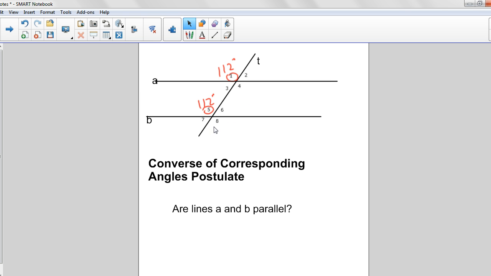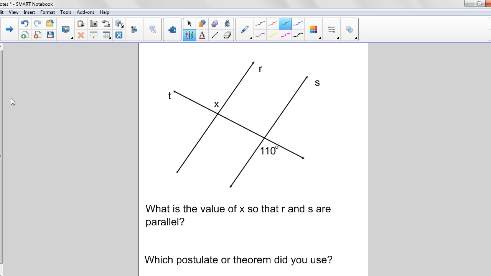In this picture, this is 112 degrees and this is 112 degrees. We're talking about the converse of corresponding angle postulate. So do you think that lines A and B are parallel? Well, if corresponding angles are congruent, these are congruent, then the transversal has to go across parallel lines. Lines A and B are parallel. You should put yes. Because these are congruent, that means the lines must be parallel.